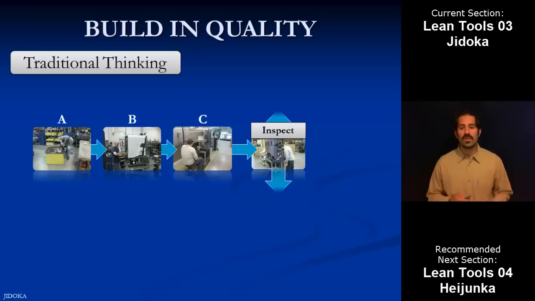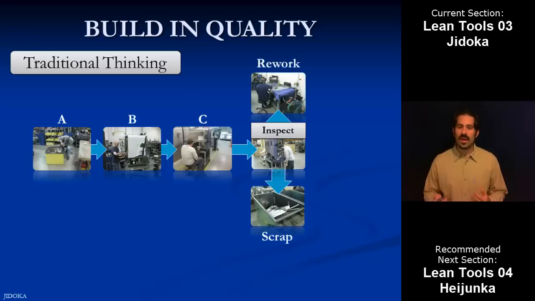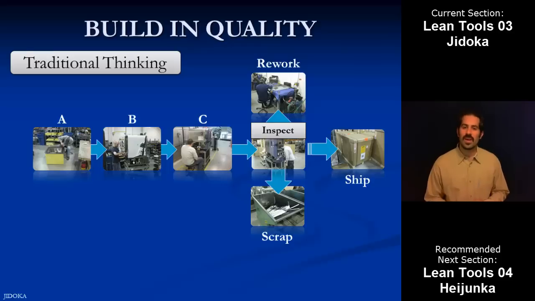The result of that quality check is generally, if there is a defect, we can rework it if it's possible, or if not, we scrap it and we have to make a whole other unit from the beginning all the way through. And the items that pass inspection are considered good and we can go ahead and ship those.